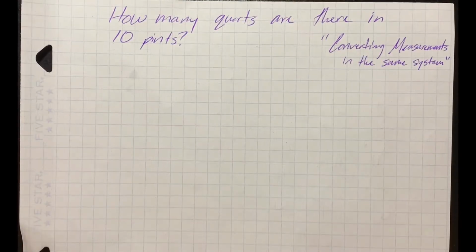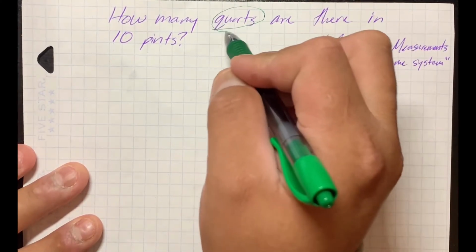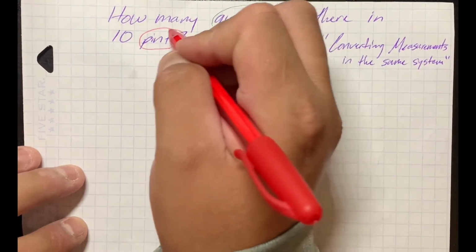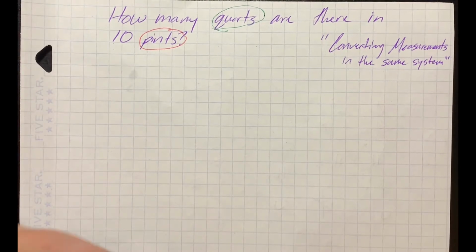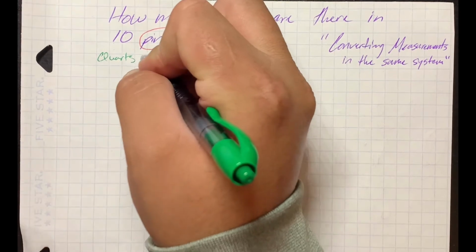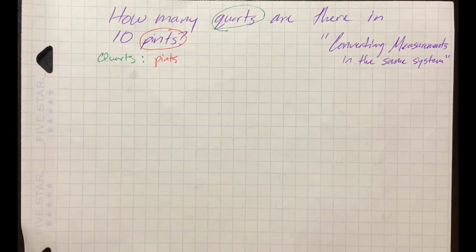All right, so to begin with, the first example we're going to work with is how many quarts are there in 10 pints. So listen to two things. Now keep ratios in mind. Listen to the first quantity and listen to the second quantity. We read that quarts is your first quantity, and pints is your second quantity. So again, it's going to be quarts to pints. Okay, so keep ratios in mind.